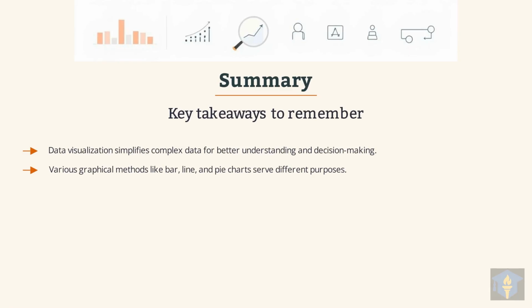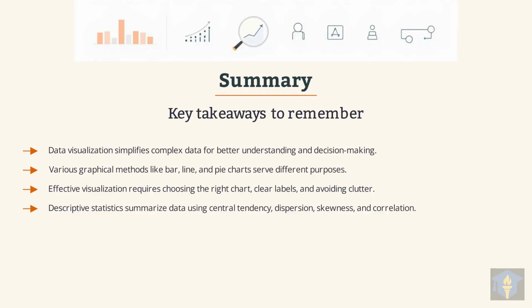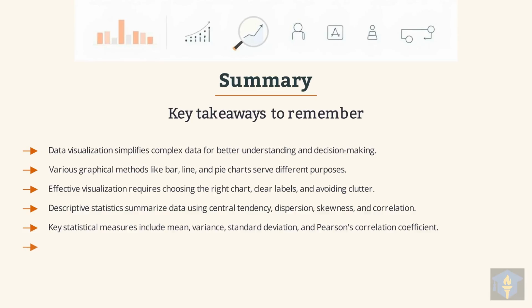We also learned that various graphical methods, such as bar, line, and pie charts, each serve unique purposes. For effective visualization, always choose the right chart, ensure clear labels, and critically, avoid any unnecessary clutter. Descriptive statistics help us summarize data by looking at central tendency, dispersion, skewness, and correlation, which is very useful. Important statistical measures we covered include mean, variance, standard deviation, and of course, Pearson's correlation coefficient.